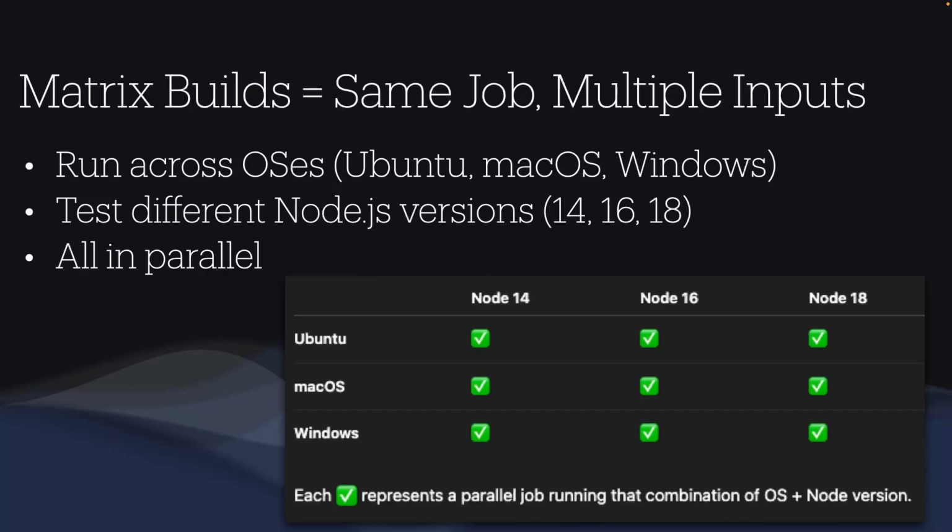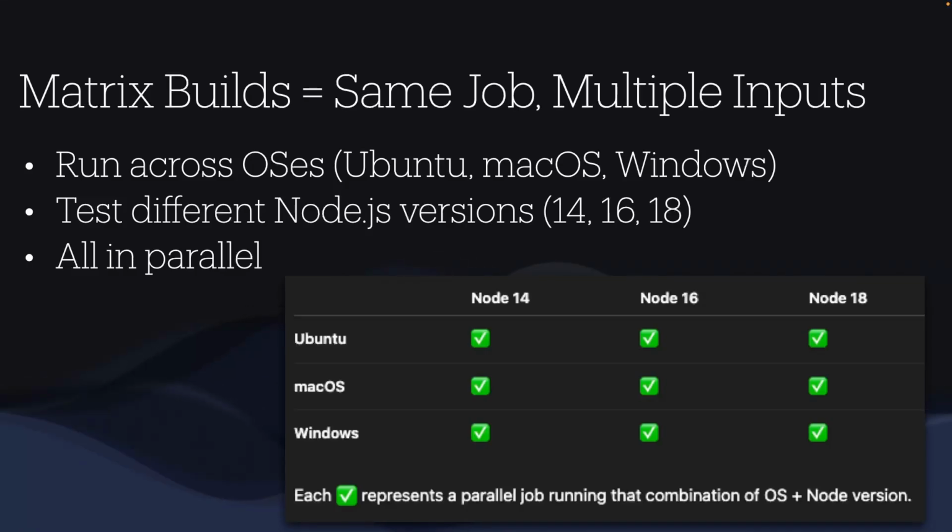What a matrix build does is it runs the same job multiple times with multiple inputs. For example, if you want to test your code on various OSes, you can do that. And you can create a matrix with different Node versions as well. For example, here I will be choosing Ubuntu, Mac OS and Windows as my three OSs, and I will be choosing Node version 14, 16 and 18 as three Node versions. So it will be running this matrix in parallel.